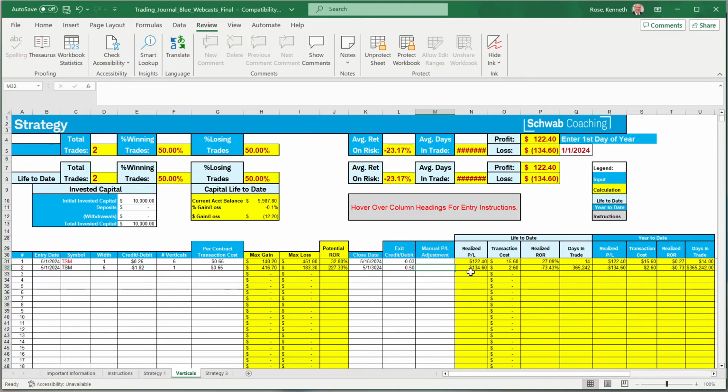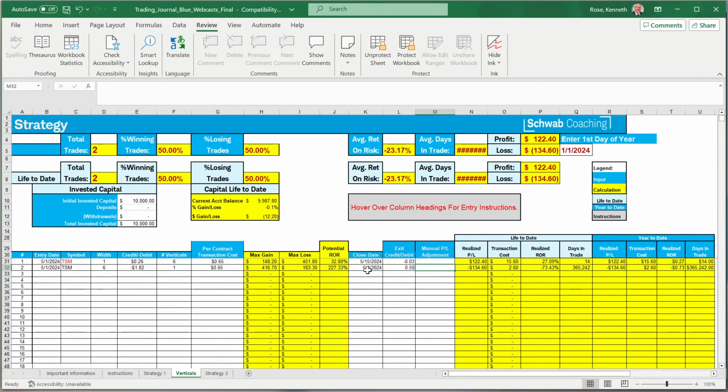And now we have our realized profit and loss. It's a little bit hard to see here, but this is a minus 134.60, so that is a loss. The realized return on risk is a minus 73.43. That's your loss right there. Days in the trade here, this is wrong. This is 365 days. What's going on here?